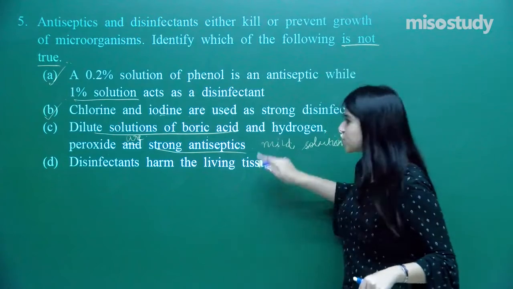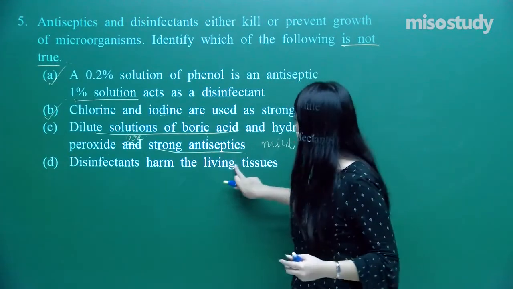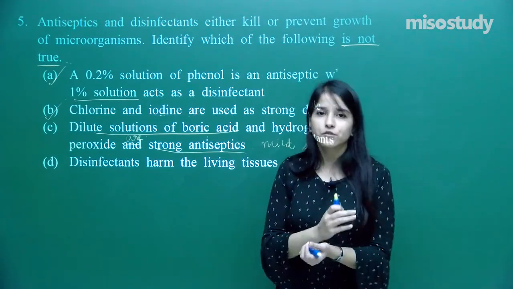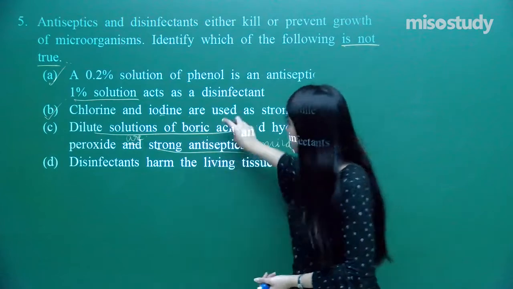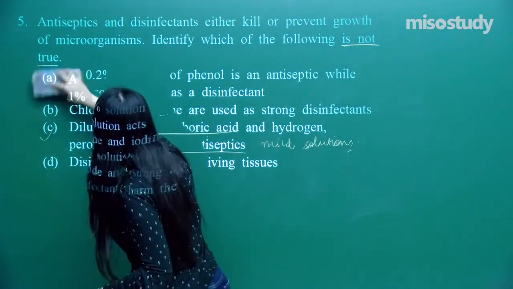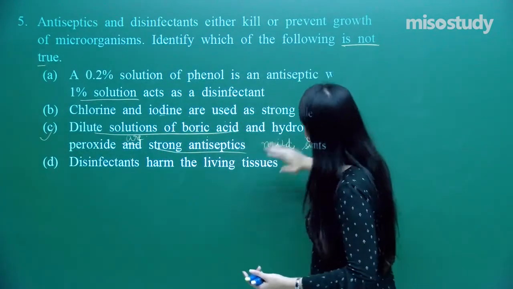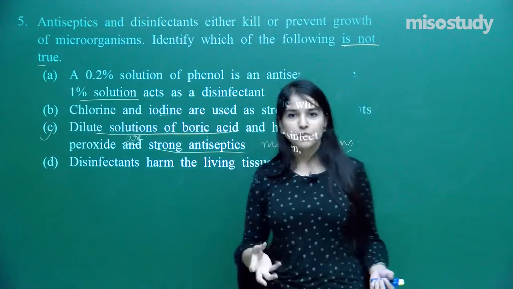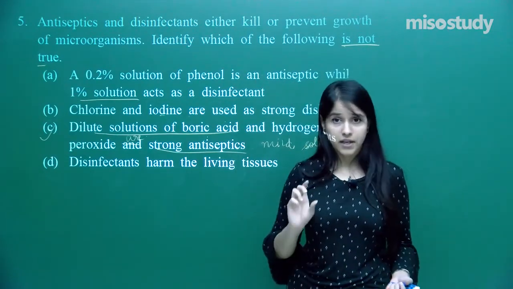Disinfectants harm the living tissues. That is very true. Antiseptics do not, but disinfectants are inappropriate to apply on the skin, on the living tissues. So that is what we have, and we get the answer as C. Here is the answer. Let me just rub these two off. So the answer here is C, that these antiseptics are always mild because they have to be used onto your eyes, which is a very, very sensitive area.